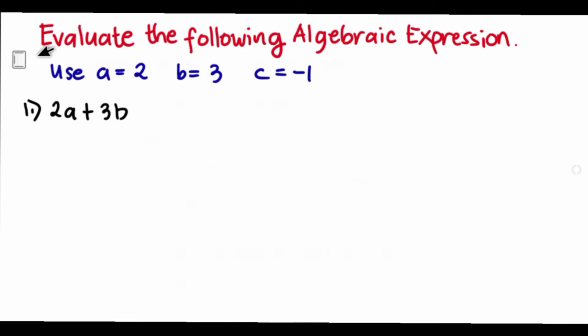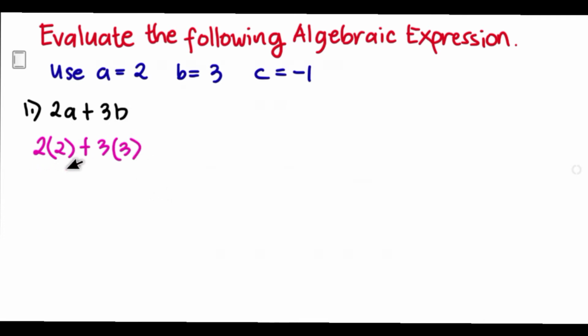So number 1 example, we have here 2A plus 3B. This means 2 times yung value ng A plus 3 times the value of B. So we have here 2. Magkadikit si 2 tsaka si A. That means multiplication. So 2 times, anong value ni A? 2. Plus 3 times the value of B. Ano ang value ni B? 3.